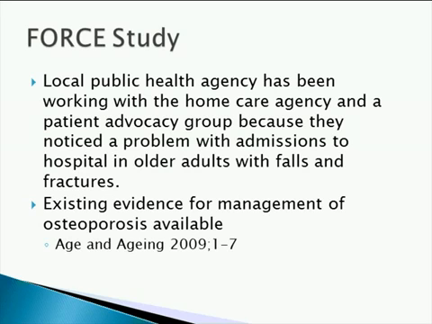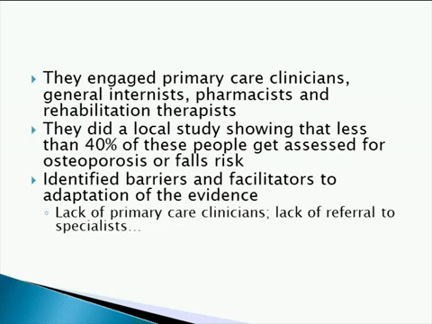We had national guidelines on managing osteoporosis, and we also have quite a lot of evidence on managing falls. So they wanted to see what we could potentially do. We engaged primary care clinicians, pharmacists, and rehab therapists, and we did a local study showing that less than 40% of these people get assessed for osteoporosis or falls risk. These are the people coming into hospital with one or more fractures, the group we really want to target for osteoporosis assessment and falls risk, and yet less than 40% of them were assessed.